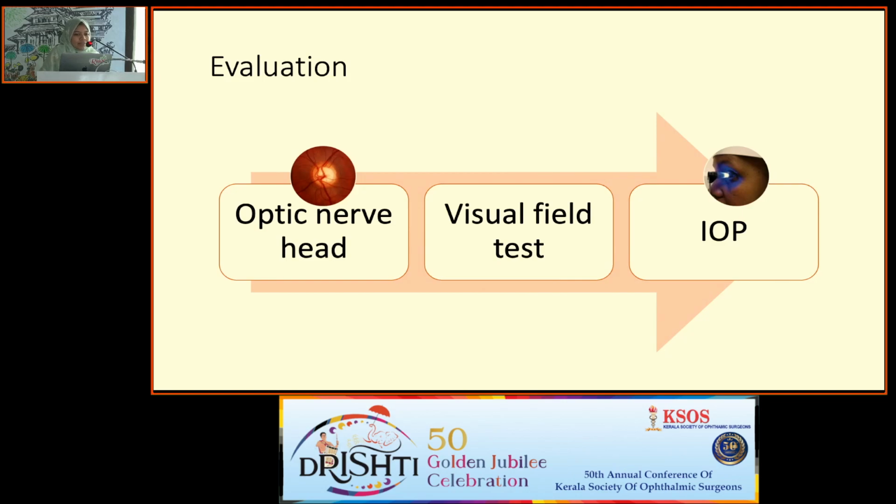For the evaluation and monitoring of glaucoma, optic nerve head assessment, visual field test, and intraocular pressure assessment are the most commonly used. Optic nerve head assessment mainly depends only on the clinician, whereas visual field test depends upon patient cooperation and experience, and intraocular pressure measurement has day-to-day variations and fluctuations.